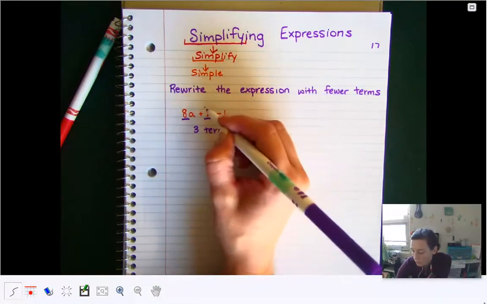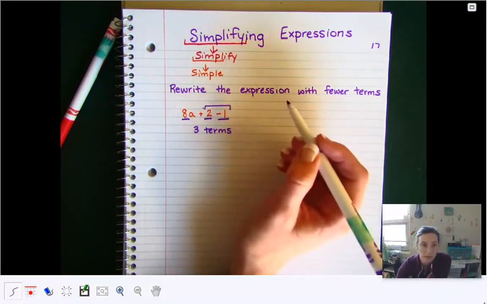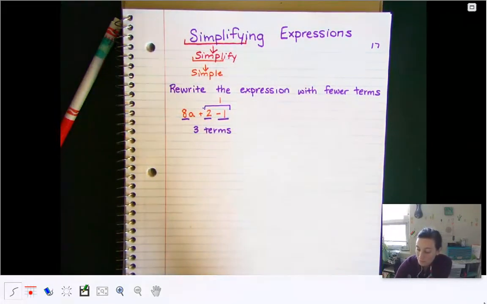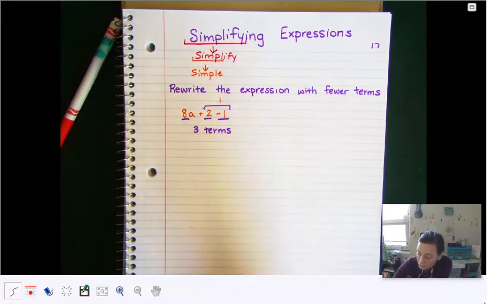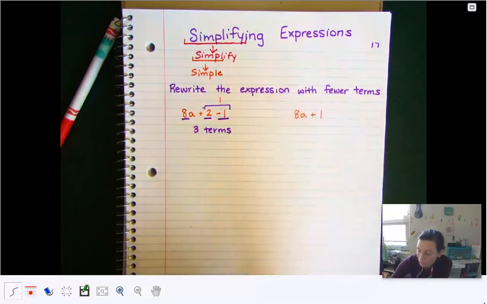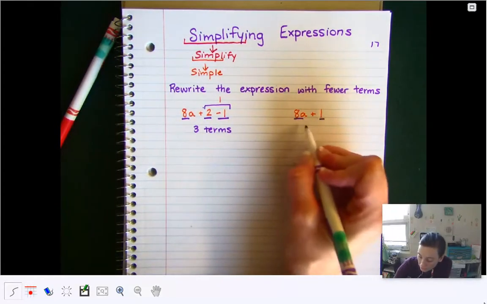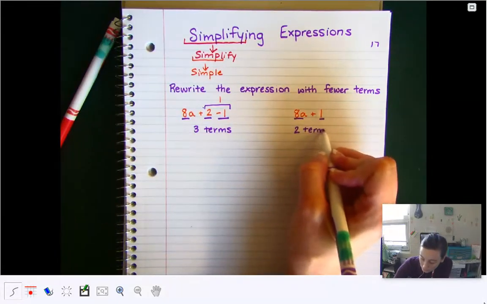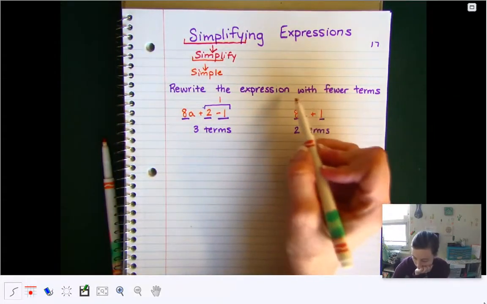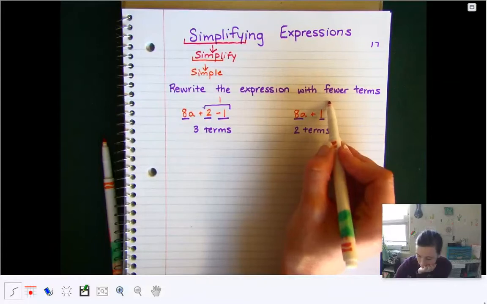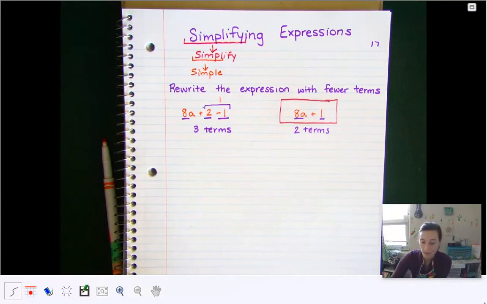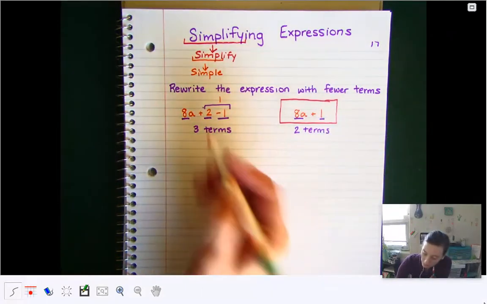So I can rewrite this part of the expression. 2 minus 1 is 1. So the simpler version of 8a plus 2 minus 1 is 8a plus 1. In this case, we only have 2 terms. So we made it simpler. I'm going to put a box around the simplified versions. Okay, let's do another example.